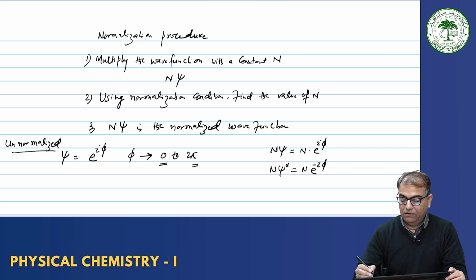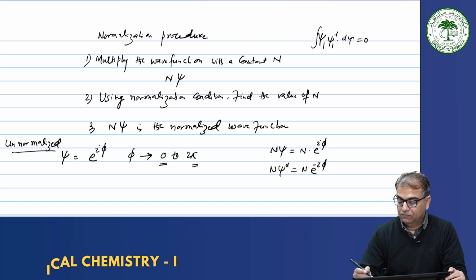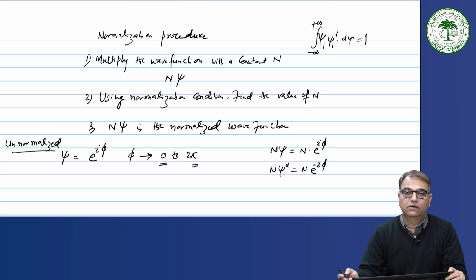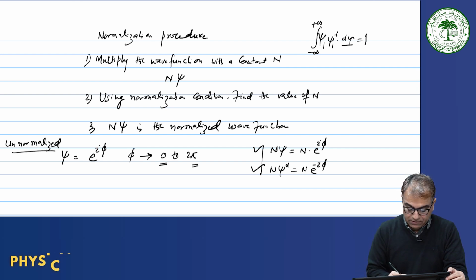And then what is the normalization condition? Normalization condition is the integral of psi star psi d tau is equal to 1, from minus infinity to plus infinity. So if you use these two, for psi this one, for psi star this one, and instead of d tau you write d phi, minus infinity is 0, plus infinity is 2 pi, then you can find out the value of n. So what you can write?